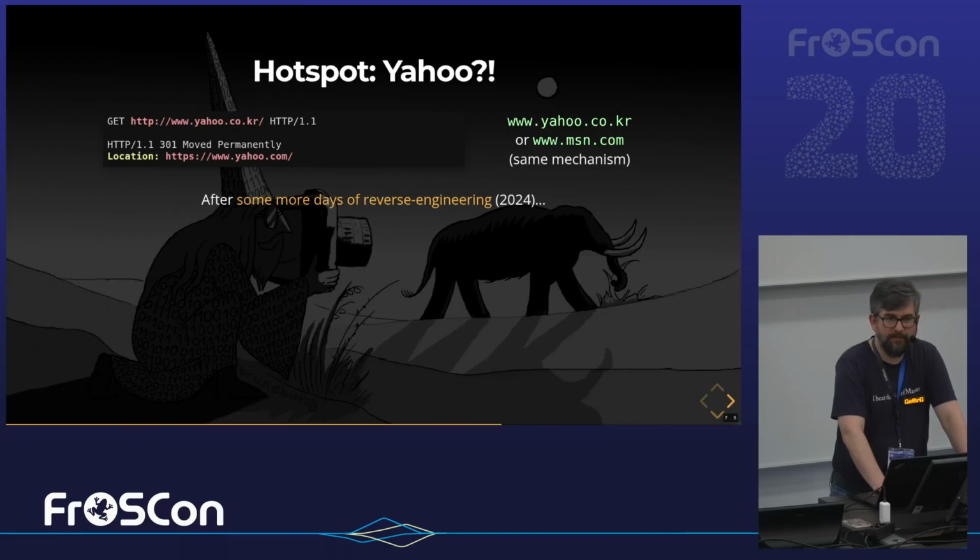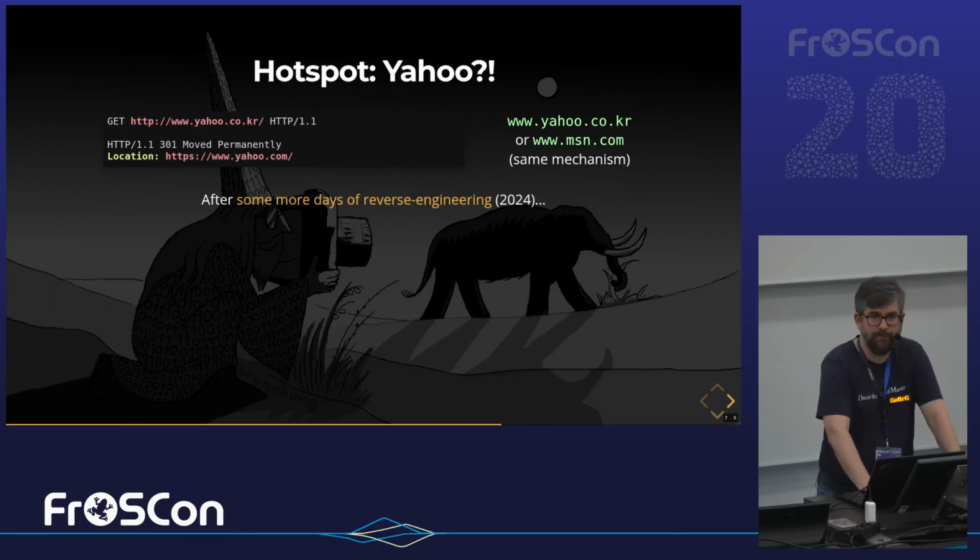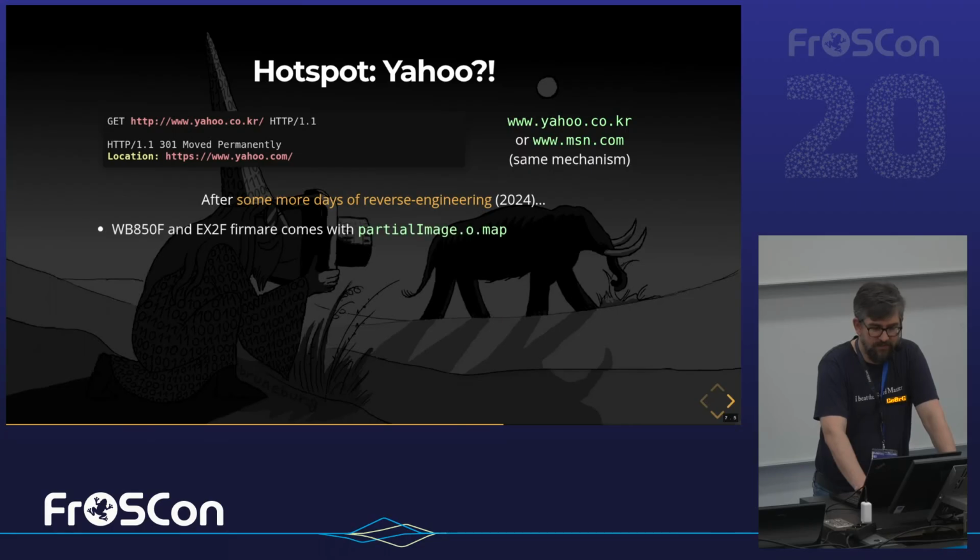And yeah, apparently the response, redirect to yahoo.com, didn't suffice for the camera to understand that, yes, it is on a public network. I tried to feed it the Yahoo homepage snapshot from archive.org from 2014. It didn't help. So I had to reverse engineer the firmware. Luckily, two of the camera models have in their firmware download archive an interesting file called partialimage.o.map, which is not actually flashed to the camera, but it is still there in the zip archive.